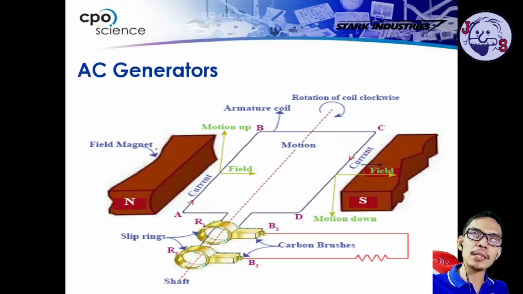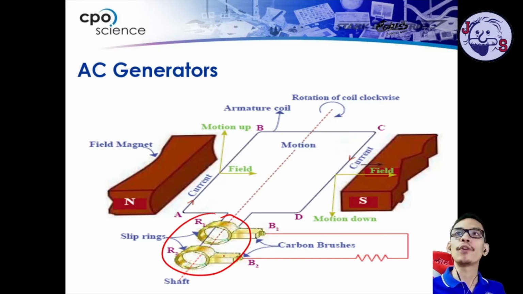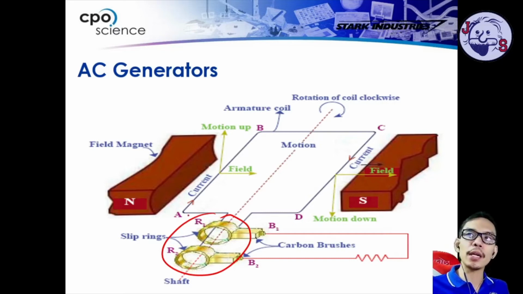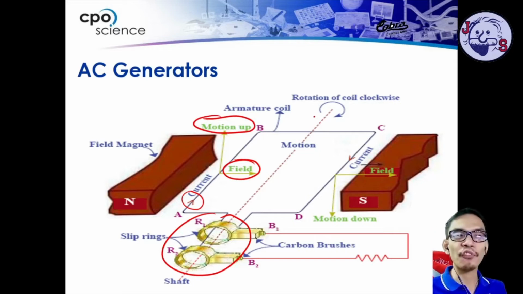Again, it has a permanent magnet on both sides, but the difference between the AC generator and the DC generator is that it has slip rings. It doesn't have a commutator, so it doesn't need one. It follows the same principle as the left hand rule. If you want to know the direction of the current, the magnetic field, and the force acting on this AC generator, you use Fleming's left hand rule. So that is the AC generator.